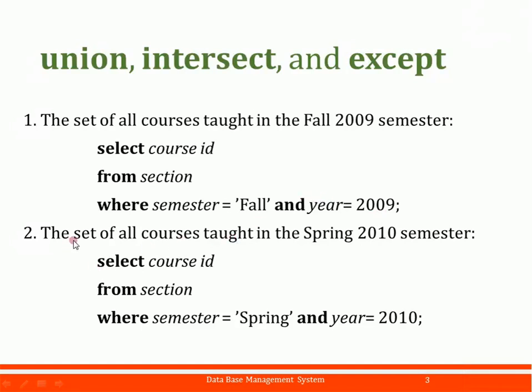And the next query is the set of all courses taught in spring 2010 semester. Select course ID from section. The condition only differs, where semester equal to spring and year equal to 2010. So this lists out all the courses which are taught in 2010, that too in the spring semester. So we have two relations which are the result of both these queries.